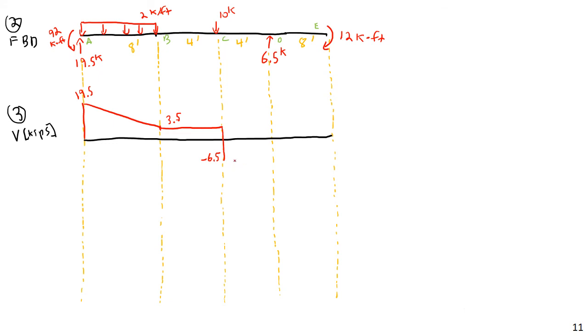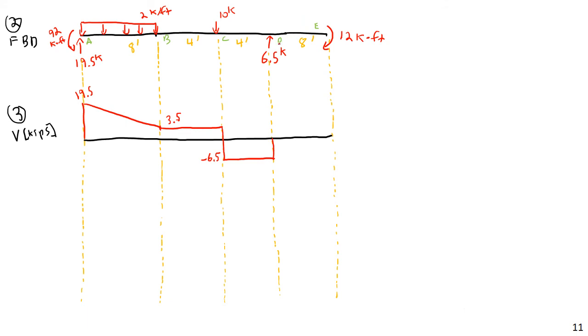Then from B to C, what kind of load do I have? Well, I have no load there, so that means the shear is going to be constant. Then finally, at point D, I have a vertical force, or a vertical reaction, whatever you want to call it. An upward force is going to cause an upward jump in the shear. So that means I'm going to go up to 0.